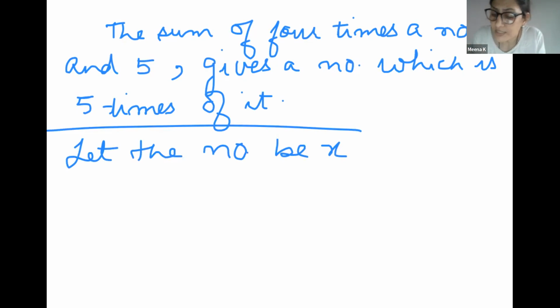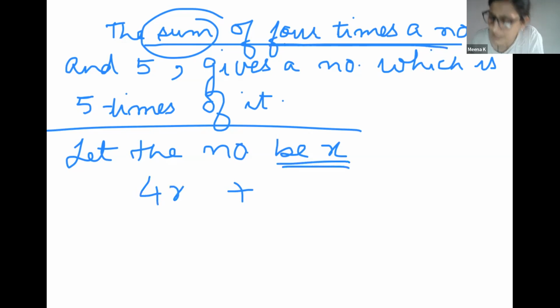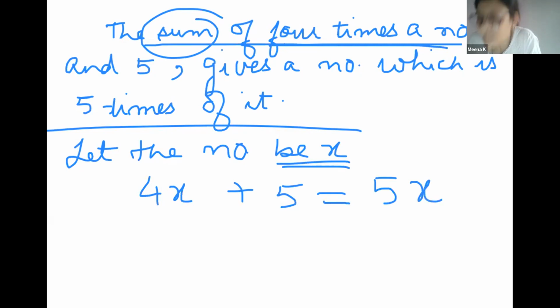Okay. So sum means addition. Sum means what? Addition. So we are adding something. What are we adding? 4 times the number. 4 times the number is 4x. Right? And 5. 4 times the number and 5. Okay? Gives means equal sign. Gives us what? A number which is 5 times of it. 5 times of it. It means the number. So we are getting 5x. Thank you, Ahan. Thank you so much.